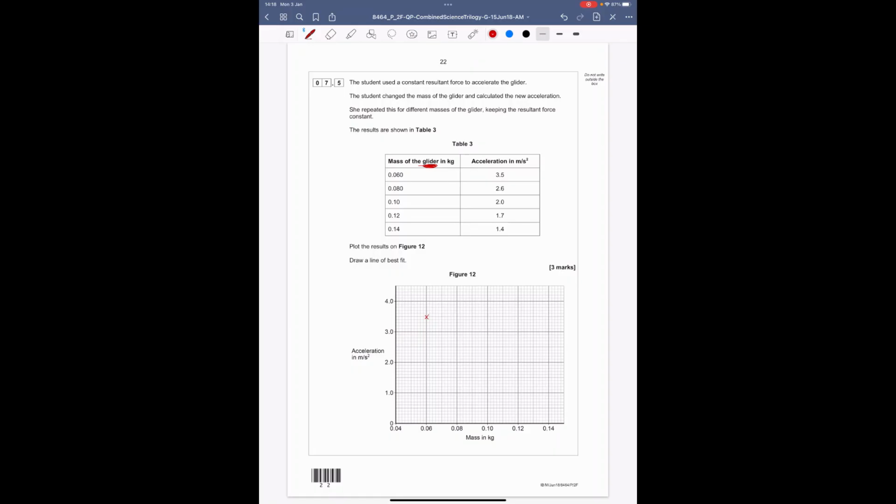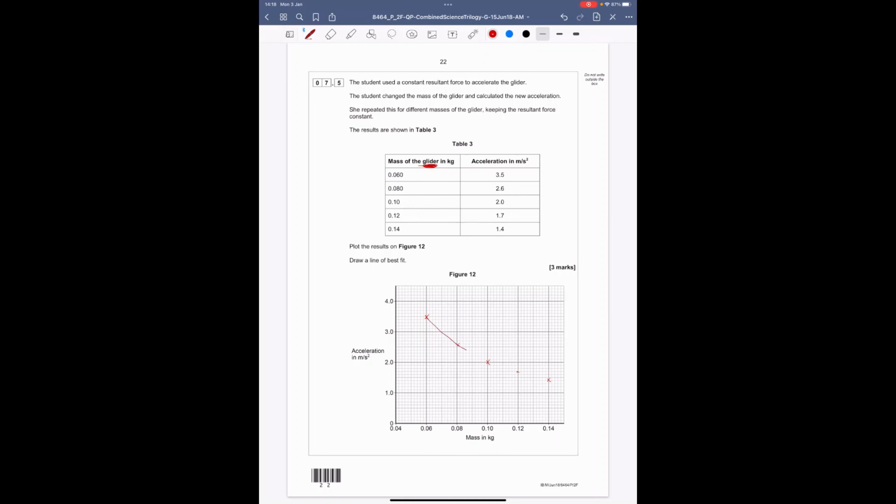0.08 is 2.6, so 2.5, 2.6. 0.10 is 2.0. 0.12 is 1.7. And 0.14 is 1.4. Now actually looking at this, whilst I would have maybe expected a straight line, what we've actually got is a bit of a curve.